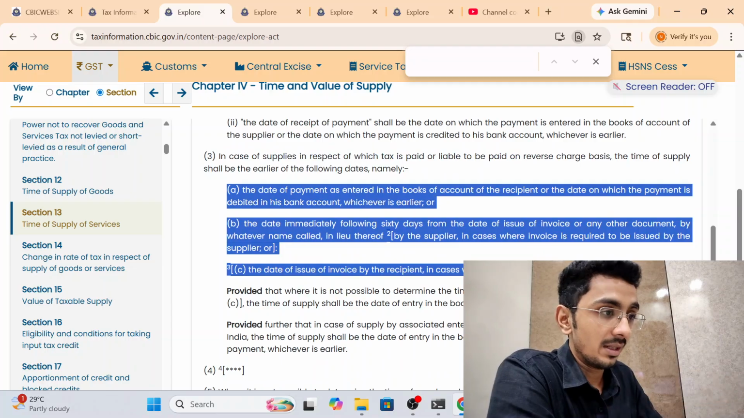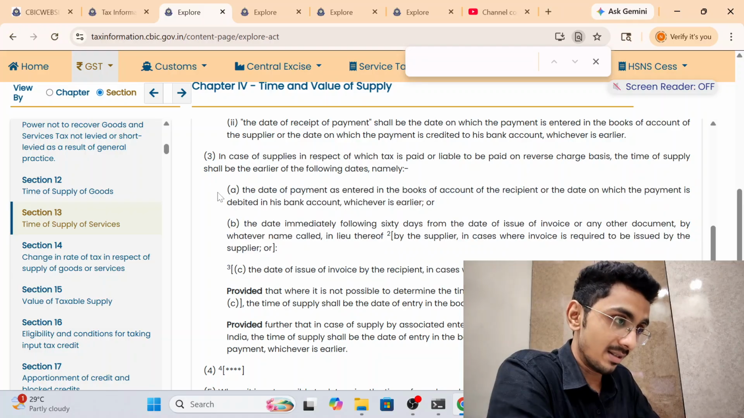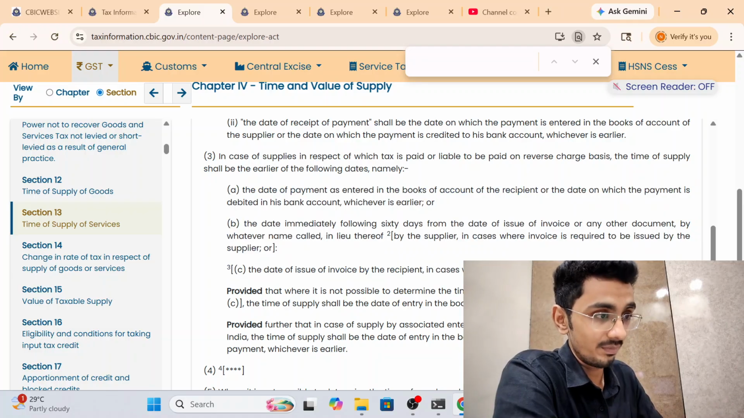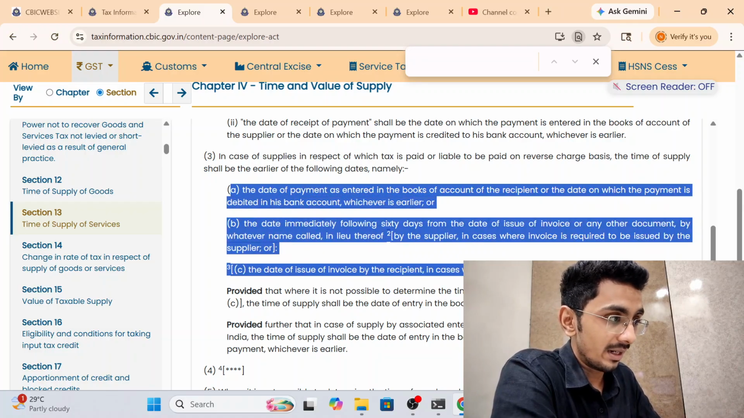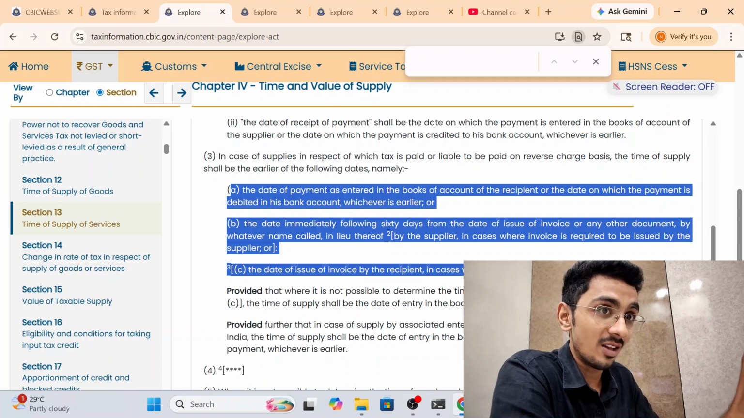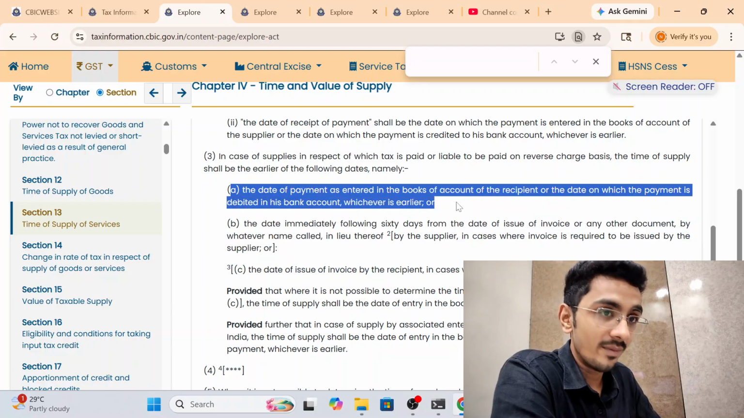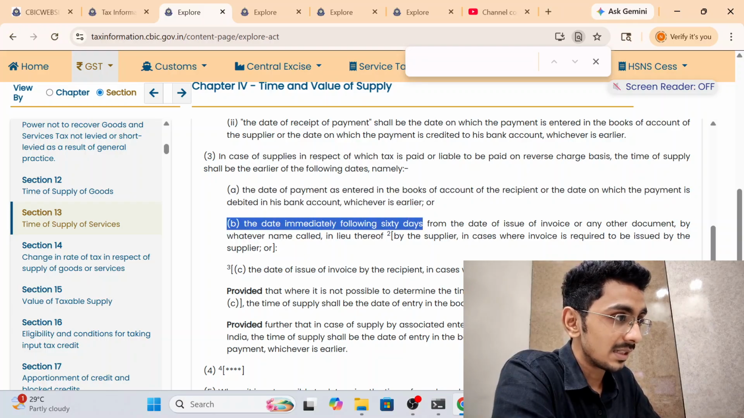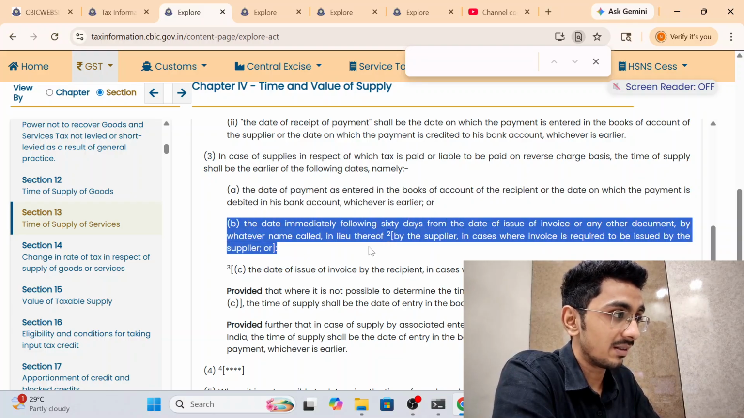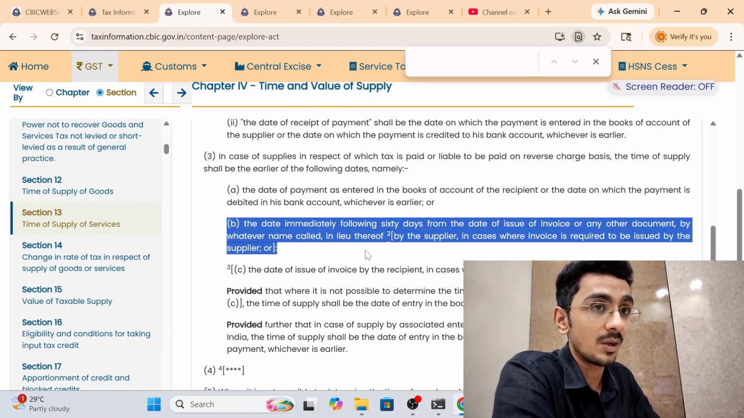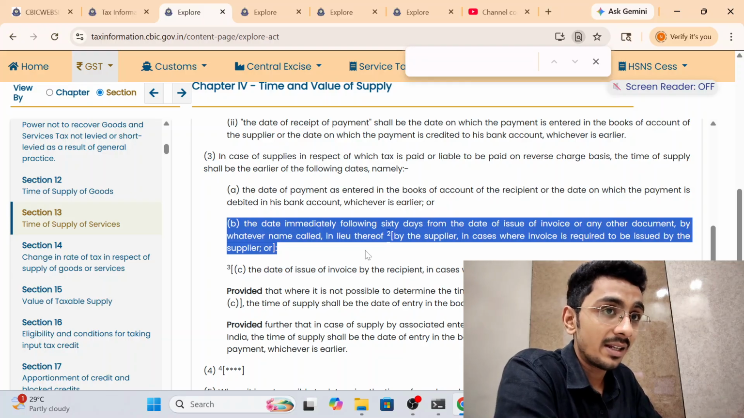In these three conditions, you have to split it into registered party and unregistered party. You will definitely have some confusion regarding whether there are three conditions or two conditions for registered and for unregistered, because date of payment is common for both the cases. But the 60 days time limit is only in cases where the supplier is required to issue the invoice, and the supplier can issue an invoice only when he is registered. So this one particular case will be covered only in case of registered.